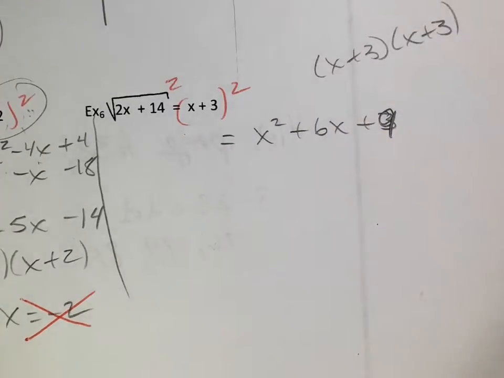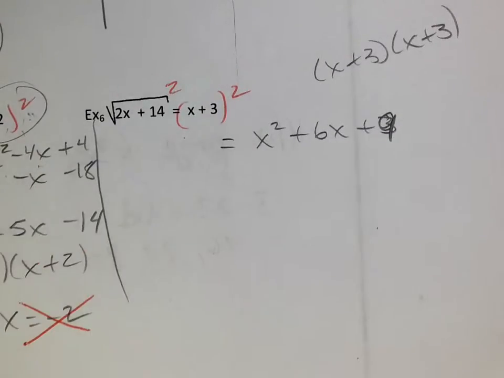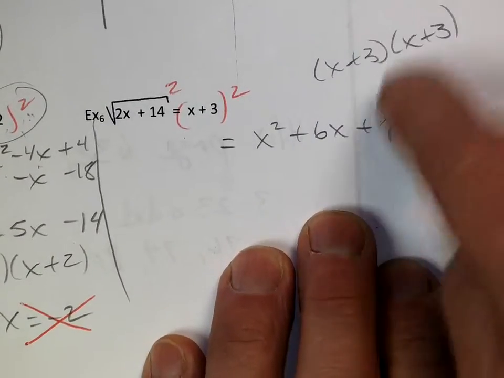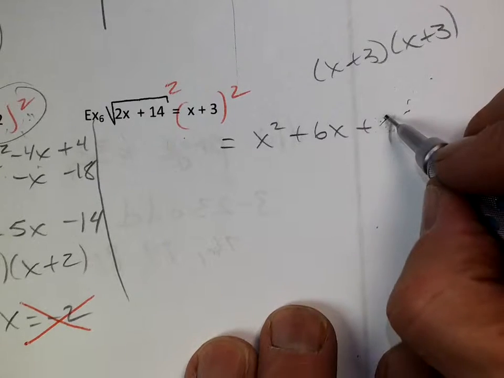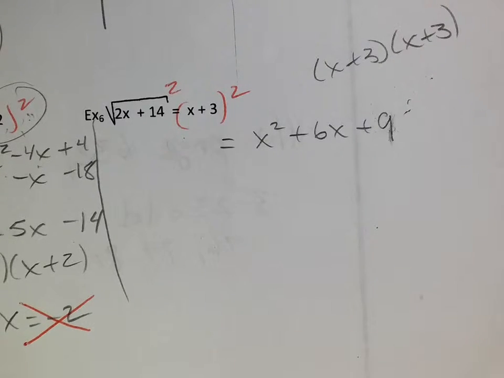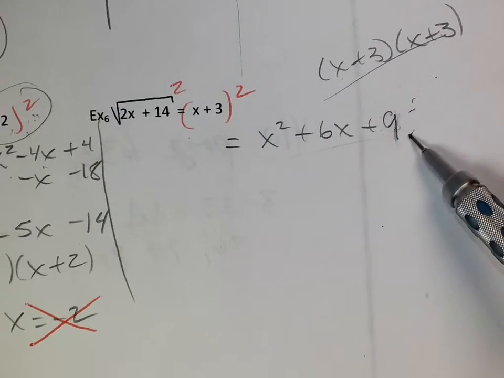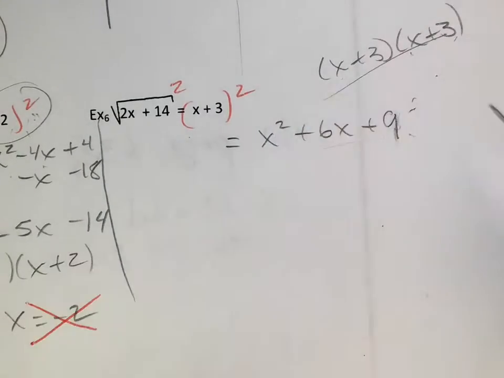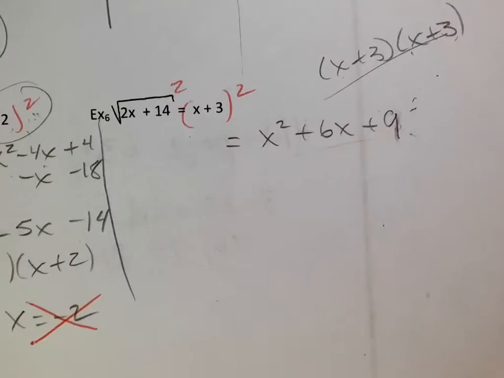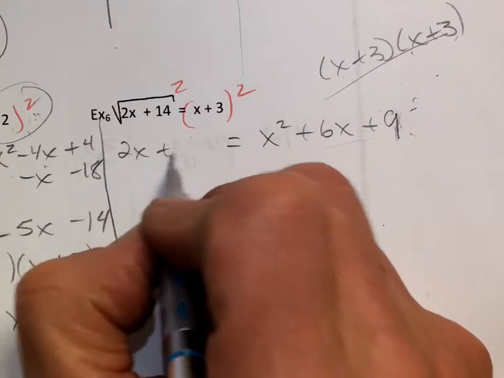So think about the FOIL in your head, because you can do it in your head. Think about how that would FOIL and become x squared plus 6x plus 9. We're in Algebra 2 now, so I don't have to show every tiny little step. You can see how this would equal that, right? The square root cancels the square, and I'm just left with 2x plus 14, right?